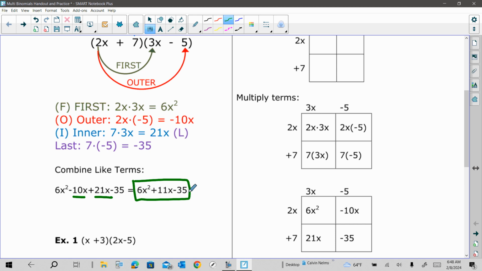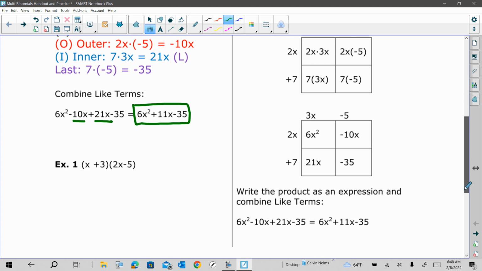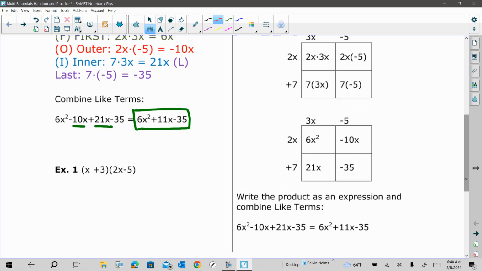So we're going to practice the FOIL method on this first example. And instead of writing out the FOIL acronym to the left, I'm just going to kind of go through each one. So we had the first term, then we have the outer, then we have the inner, and then we have the last term. Okay, so first term, that would be the x times the 2x. That's going to give me 2x squared.